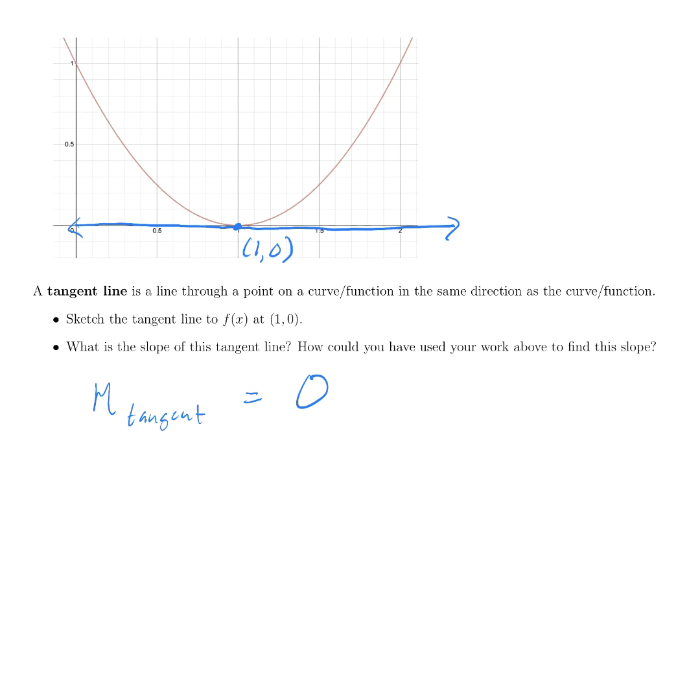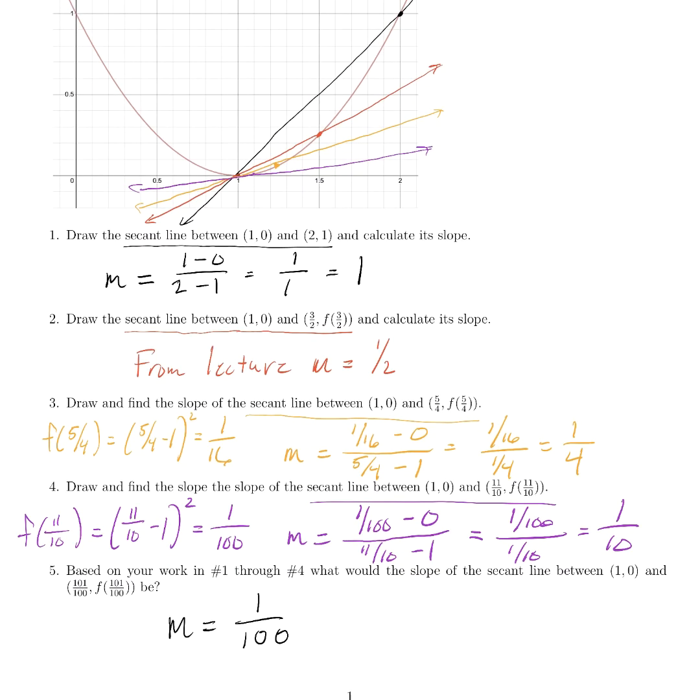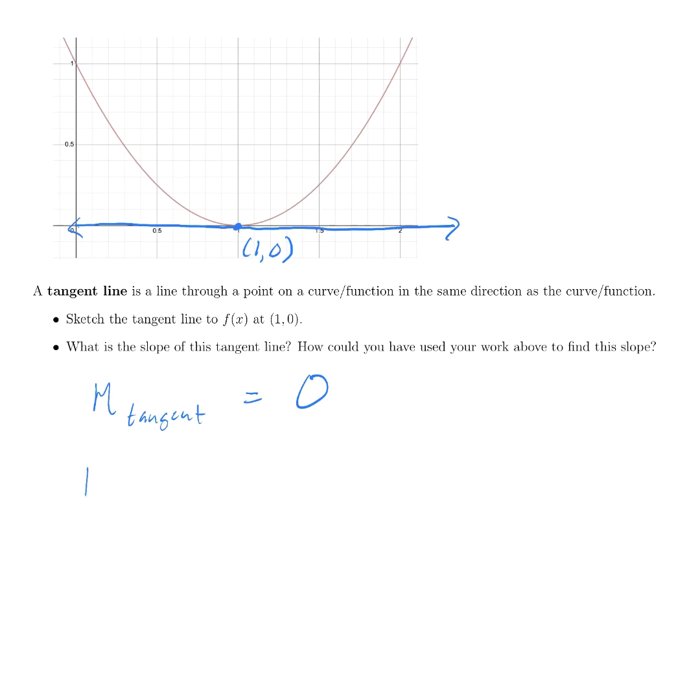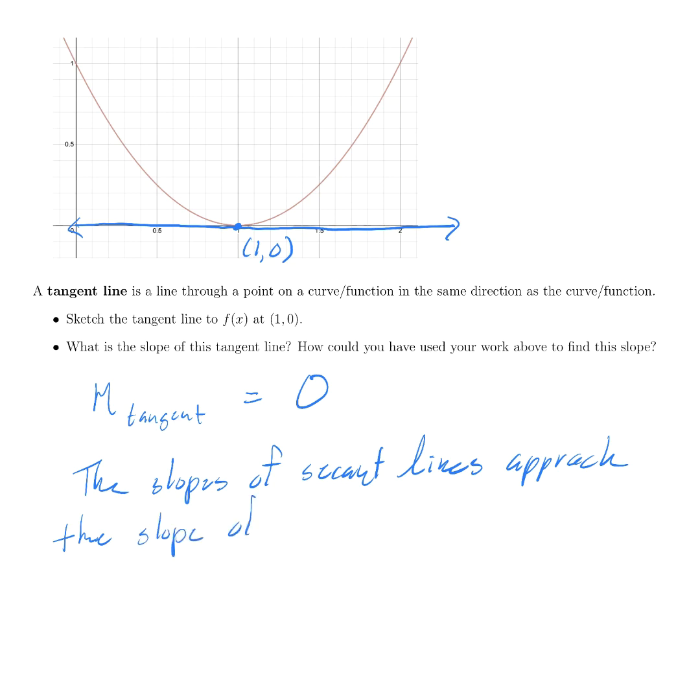Well, we could use our work above by noticing that the slopes of all of these secant lines are decreasing. They're getting smaller and smaller, and they're actually approaching 0. So the slopes of our secant lines approach, spelled incorrectly, the slope of the tangent line.